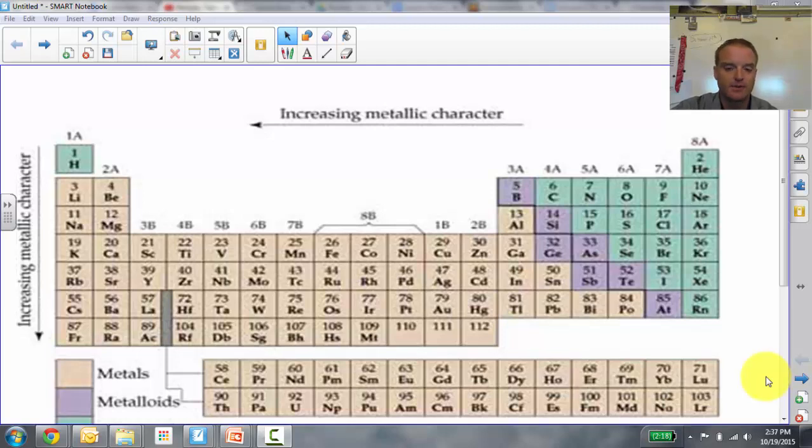Hello 8th grade, I am Mr. Rogers and you are watching the video notes for section 2-2 on how to read and interpret the periodic table of elements. So right here in front of us we have the periodic table of elements.